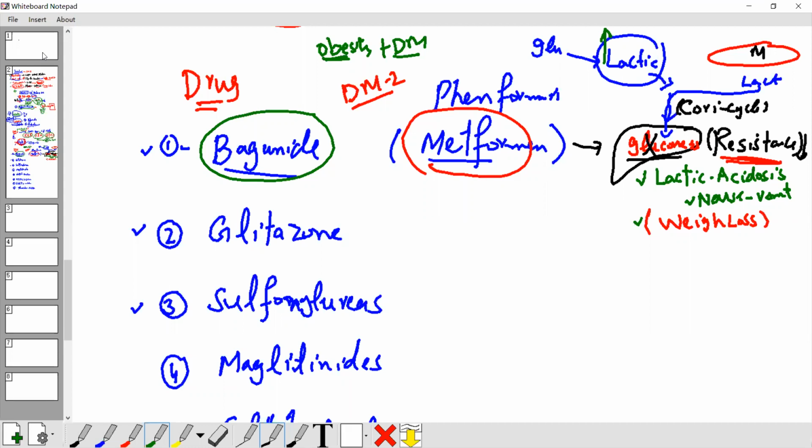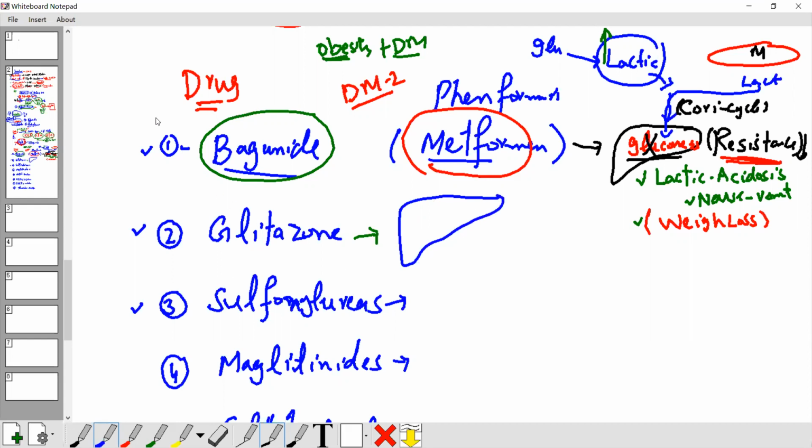Okay. Now next thing, glitazone, another one sulfonylurea, another one meglitinide. What's the glitazone? Glitazone also works inside the liver. Okay.